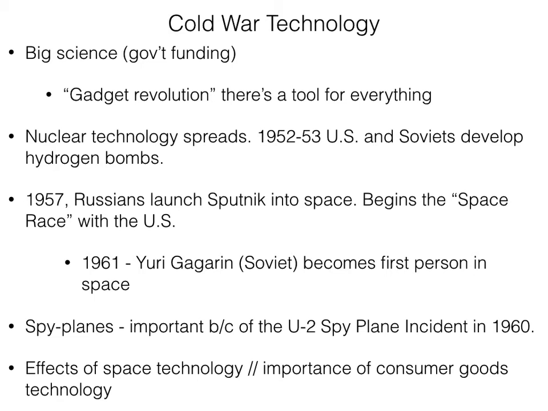We're going to see nuclear technology spread. In '52 and '53, the U.S. and the Soviets developed their hydrogen bombs. In 1957, the Russians launched the first satellite into space, Sputnik, and this is going to begin the space race. In 1961, the Soviets send the first person into space, Yuri Gagarin. And really, until the United States gets to the moon, the Soviets were sort of winning the space race.